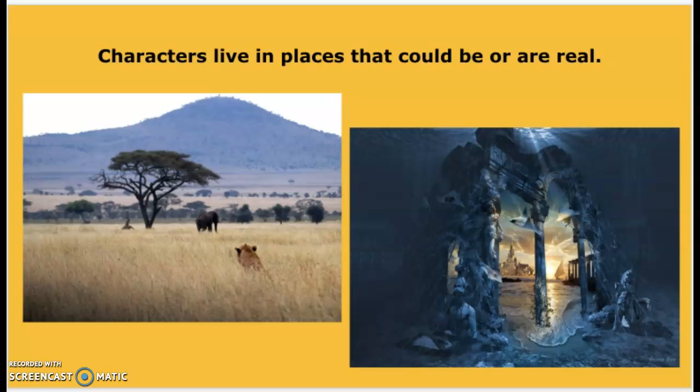Next, characters live in places that could be or are real. All right, on the left, we have the African Safari area, African Sahara. That's what I was looking for. And then on the right, we have some sort of magical underwater godlike world. So obviously, which one would you say belongs in the realistic fiction book? The African safari.